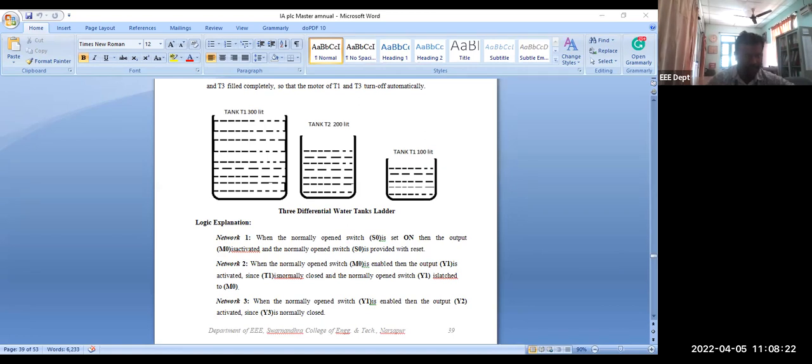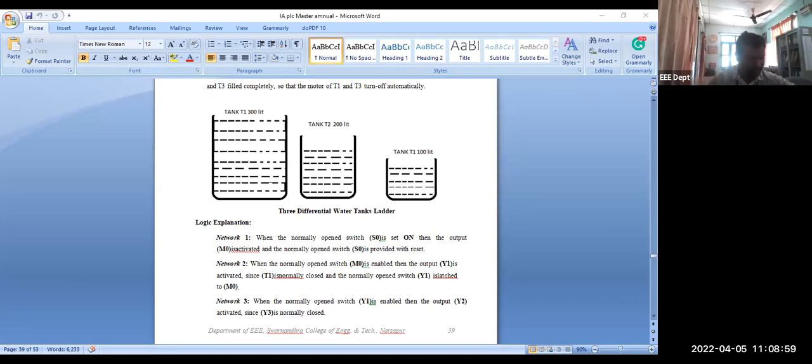The second step is when normally open switch M0 is enabled, then the output Y1 is activated. After M0 is enabled, Y1 is highlighted, activated. So that is tank T1 with capacity of 300 liters. And network 3, when normally open switch Y1 is enabled, the timer T0 is activated with the value of 150 seconds.